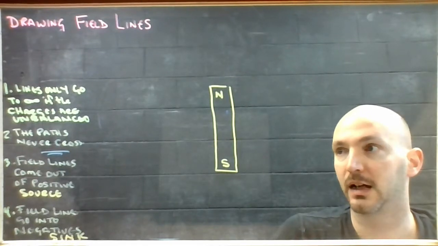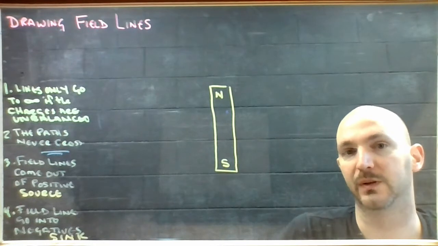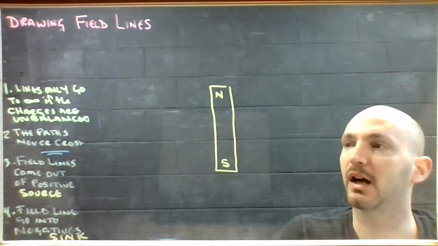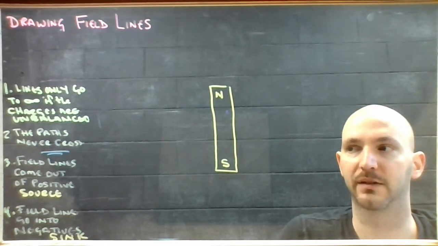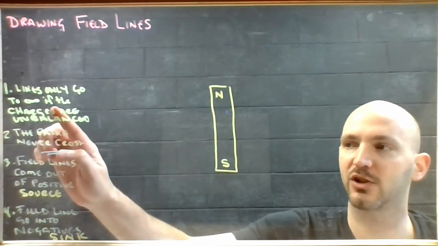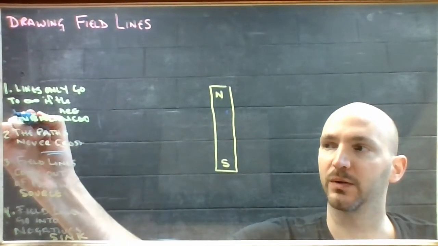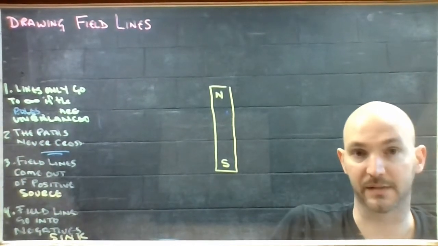All right. So if we're going to start drawing field lines for a magnet, we're going to have to modify this list a little bit. So number one, lines only go to infinity if the charges are unbalanced. So first off, it's not charges. Magnets don't have charges. Magnets have poles. So if the poles are unbalanced.